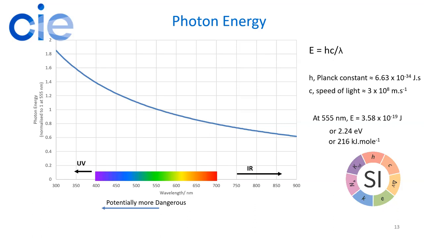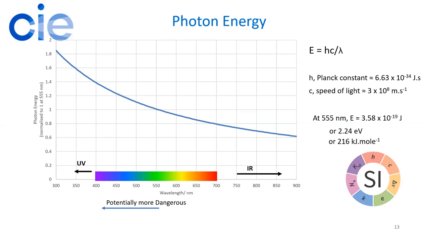So we can calculate, for example, at the peak of our eye's response of 555 nanometers, the amount of energy that we have in a single photon, which is not many joules: 3.58 times 10 to the minus 19 joules. We can convert that into a more manageable unit, used more frequently in ionizing radiation, at 2.24 electron volts. The electron volt is the kinetic energy gained by an electron through a potential difference of 1 volt. And a unit that's used in photochemistry is to take the energy in joules, multiply it by Avogadro's number, and you end up with the number of kilojoules per mole of photons.